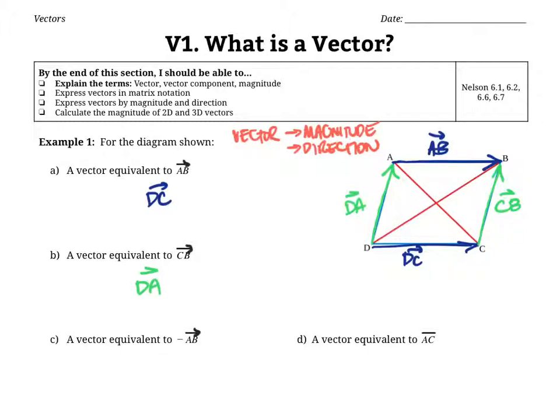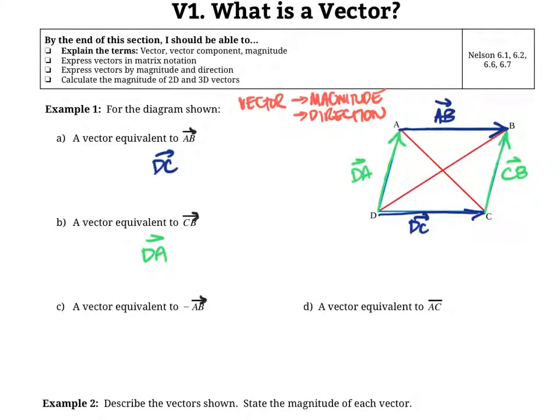What's an equivalent vector to negative AB? Well, a negative vector, maybe you can guess what that is. A negative vector just goes in the opposite direction. So if AB looks like this, it goes from A to B, then negative AB goes in the opposite direction. It's just the flipped version of that. So I'm going to draw it sort of beside here. It's going to be essentially going this way, right? It's the vector that goes the opposite direction, negative AB.